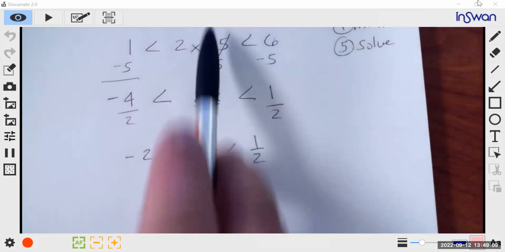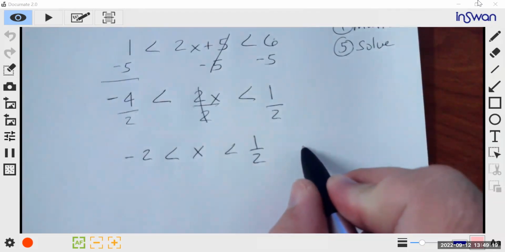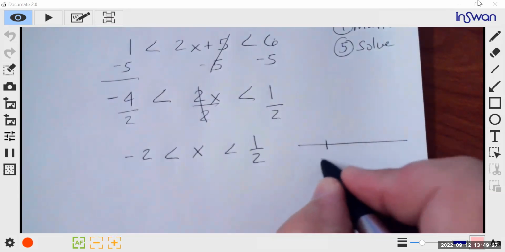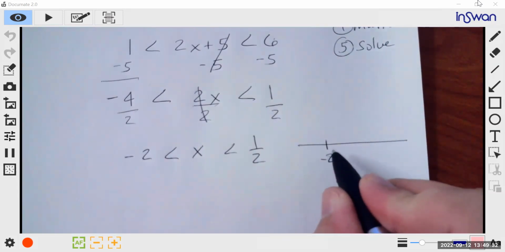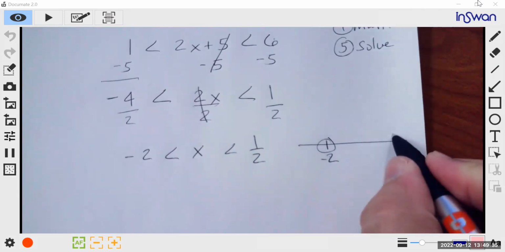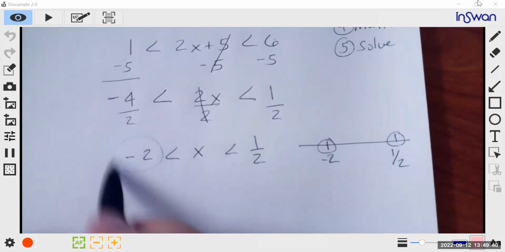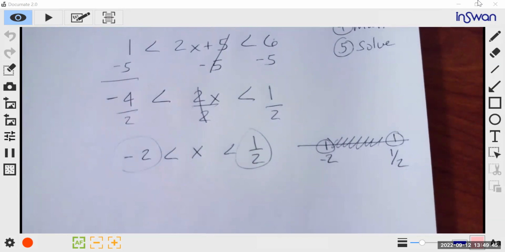Because the only thing you're worried about is in the middle. Whatever you do there, you gotta do to the two other sides. What's the graph gonna look like? Starts at negative 2 and goes to, is it open or closed? And it goes to 1/2. Open or closed? Yeah, here are my endpoints. x is between there. That's my graph.